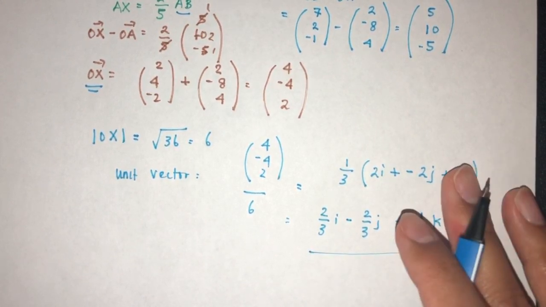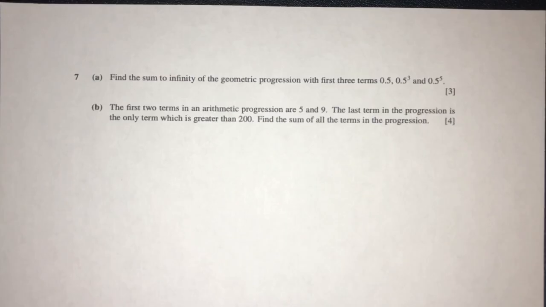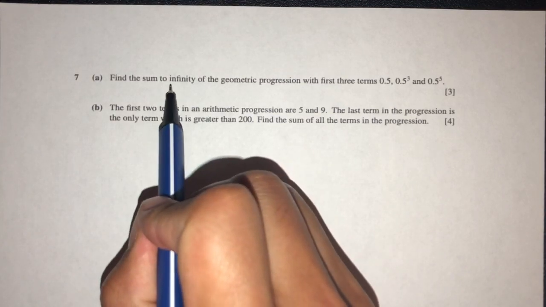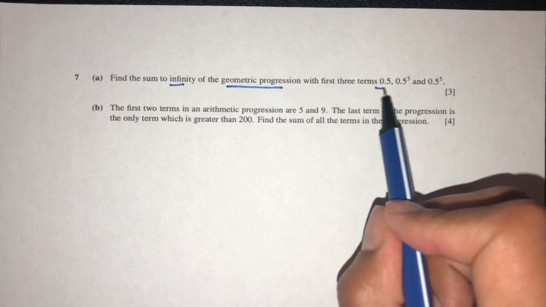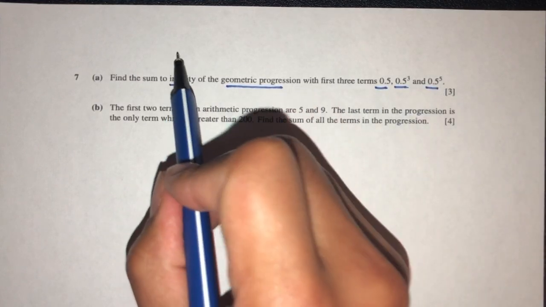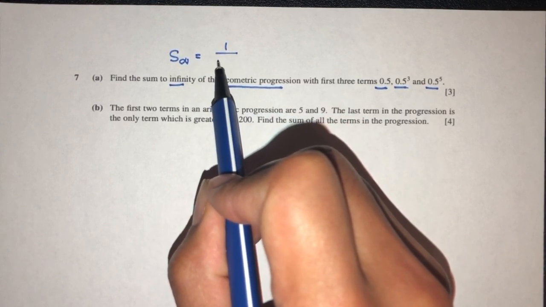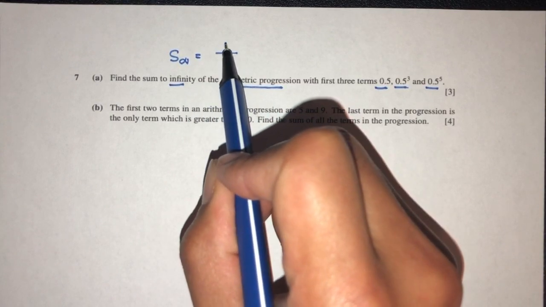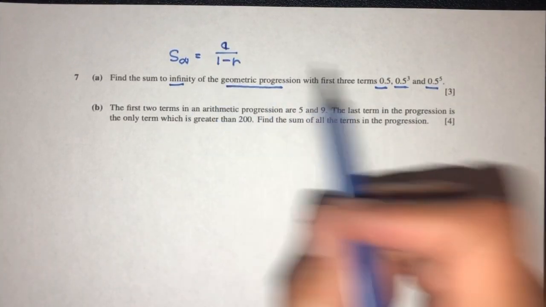And that is your question number 2, where you have to find the unit vector of OX. Let's move on to the next question. So here we have to find the sum to infinity of a geometric progression with the first 3 terms, this, this, and this. So sum to infinity is equal to, sorry, it is not 1 over, it is a over 1 minus r. Okay, so let's first find the value of a and the value of r.